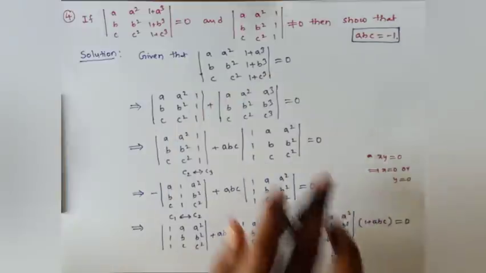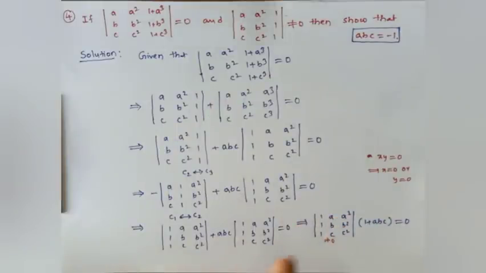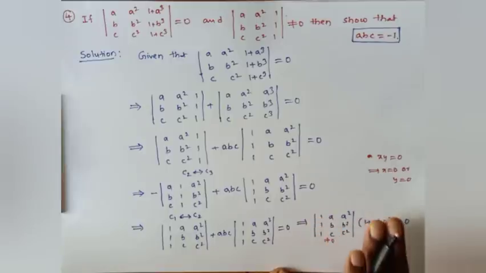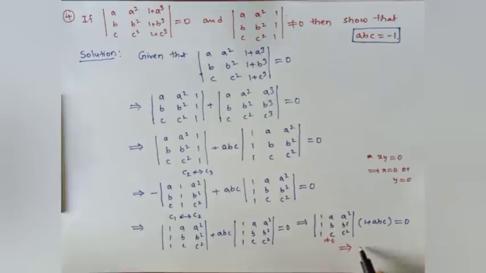These two determinants are different but the elements are same, so we can interchange the columns with a negative sign. Anyway this quantity is not equal to 0. This quantity is not equal to 0 means the other factor is compulsorily 0. That means 1 plus a into b into c is 0. A into b into c 0 means abc is equal to -1. 1 plus abc is 0 is nothing but abc is compulsorily -1.